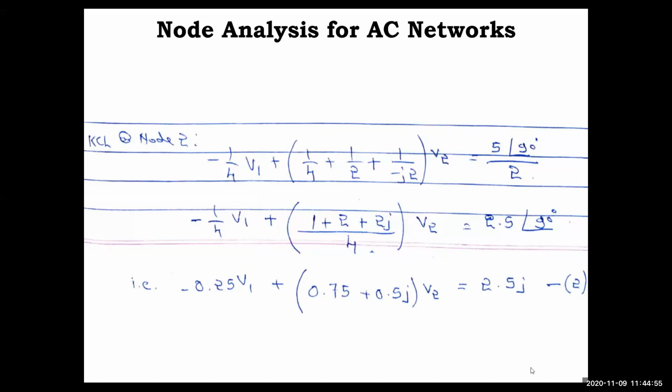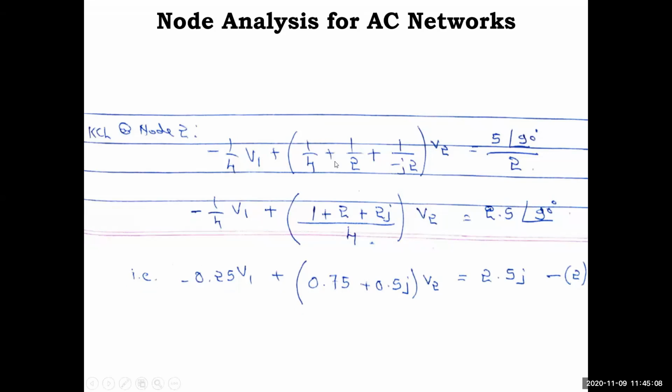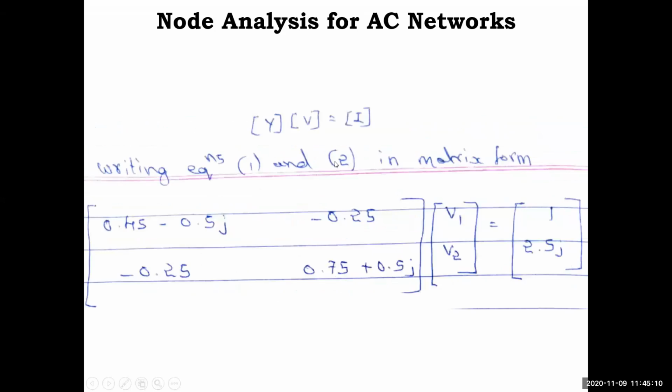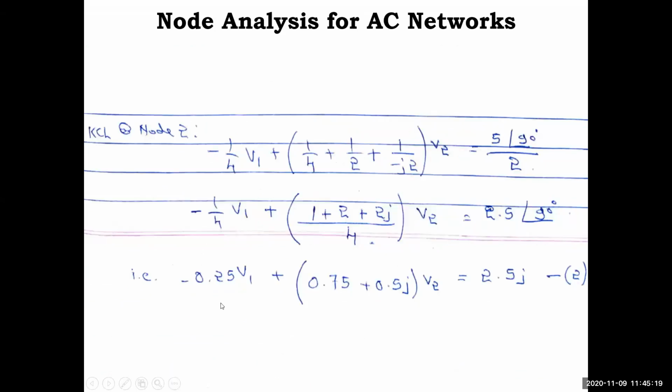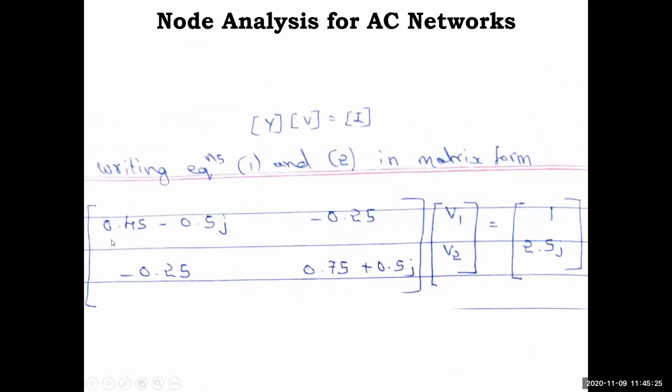So I hope it is clear. So have you got 2.5j? So now just enter equations 1 and 2 in matrix form. Use Cramer's rule and we solve the problem. Okay. So what was the first equation? So first equation 0.45 minus 0.5j and minus 0.25, and then 1 you had. Here you have minus 0.25 v1, then 0.75 plus 0.5j, and then 2.5j. So accordingly we'll enter that in matrix form.